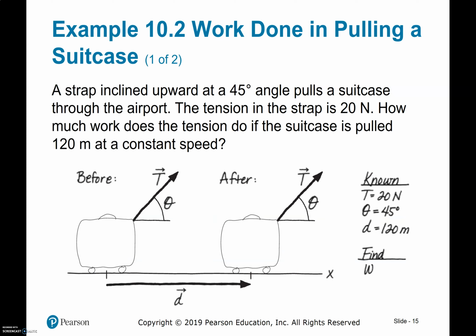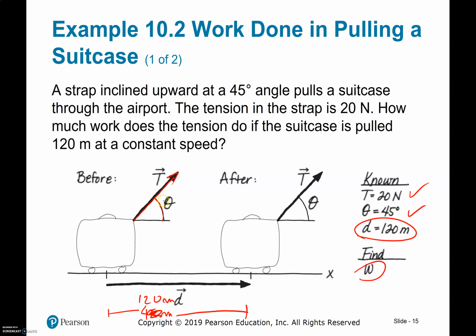So let's use those ideas to calculate a simple problem here. We have a suitcase that is being pulled by this tension here, right? This tension makes this angle. The angle is 45 degrees and the tension is 20 newtons. And then it goes a distance of, sorry, 120 meters. That's the distance that it goes. And we want to find the work. How do we do that?